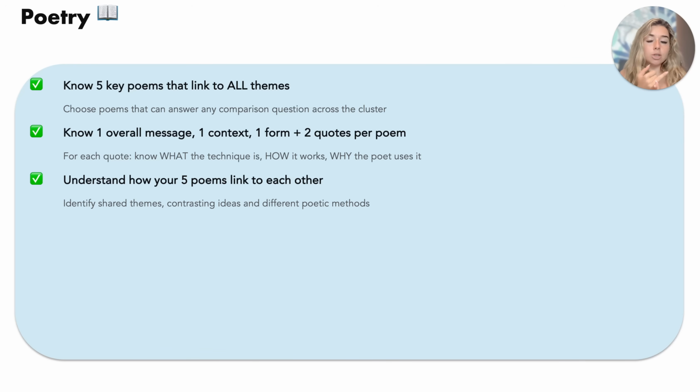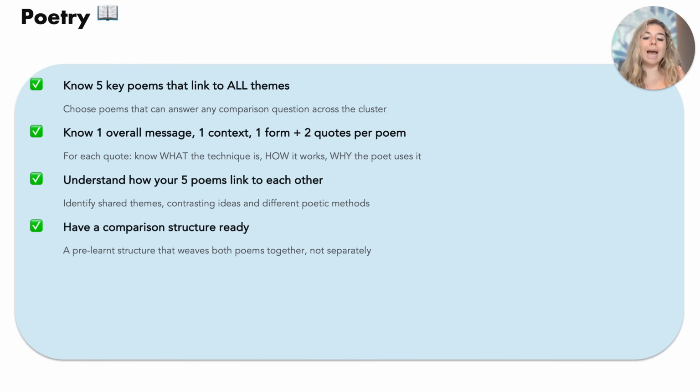Now you can get a comparison matrix. I'm sure your teacher's given it to you. There's one on the LiveHub if you want it, or you can get it from Google, wherever you need to get it from. I want you just to know though, how it links back to your 5 key poems. Then you want to have a comparison structure ready, and you want a pre-learned structure that weaves both poems together, not separately. This is massive.